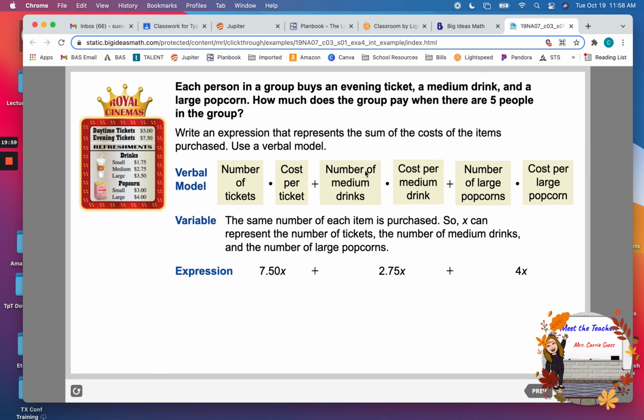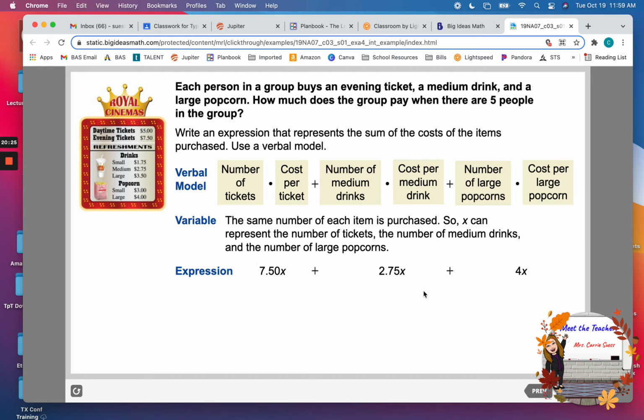Okay, and then how much were the drinks? 2.75. Yep, you can look over here. We got medium drinks, so medium drinks, 2.75 times the number of people, which is what x stands for. Okay, and then the last one, Josh, stop talking, is a large popcorn. Costs how much? $4, right here. 4 times the number of people. Right now it's x.